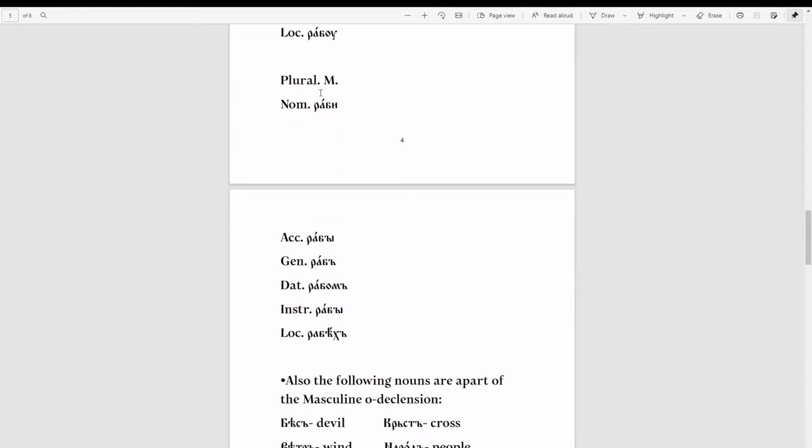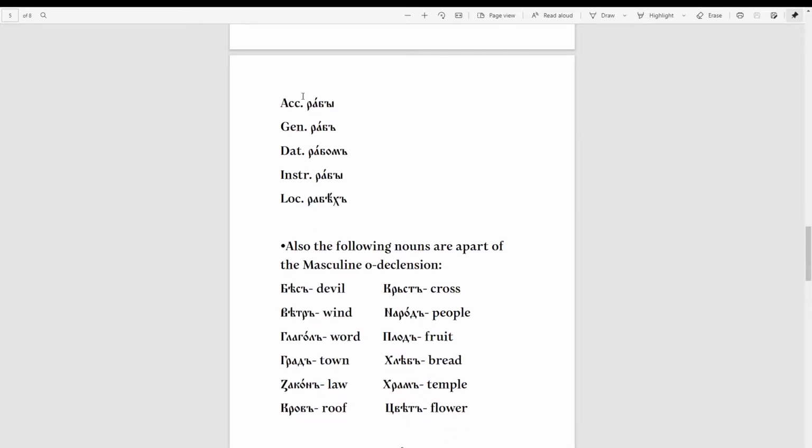Next, we're in the plural, which is three or more. The nominative, Rabi. The accusative, Rabi. The genitive, Rab. The dative, Rabume. The instrumental, Rabi. The locative, Rabacha.